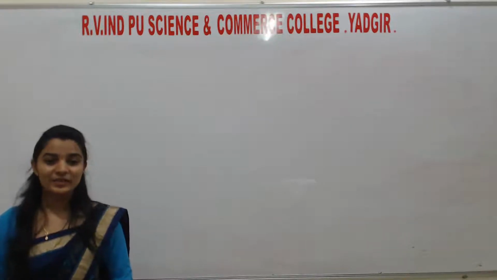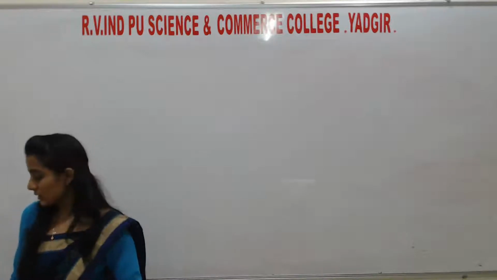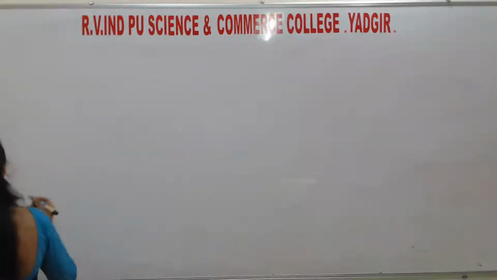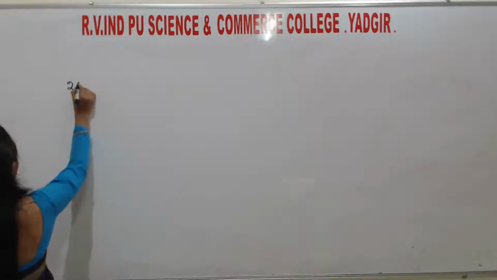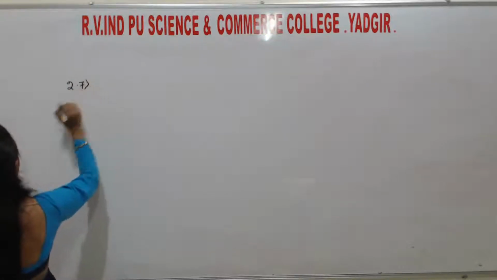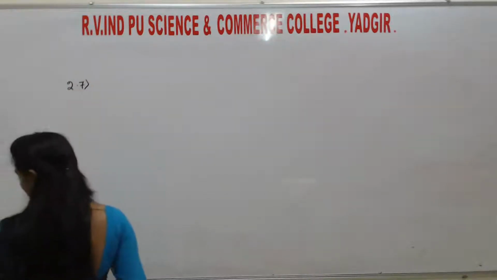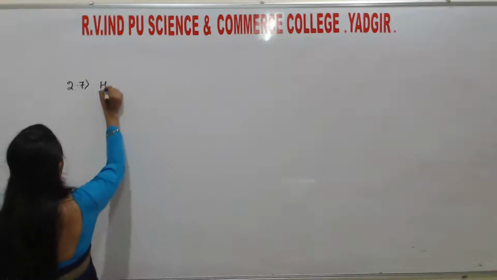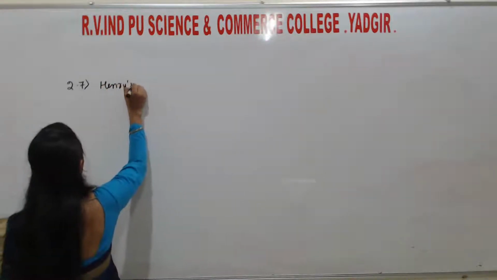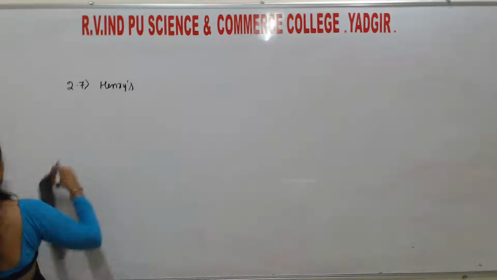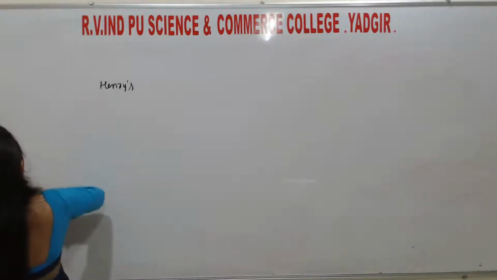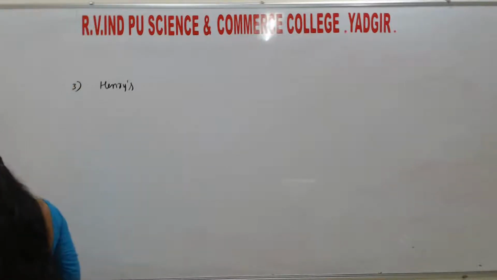In the last class, we discussed some numericals. In that, I gave one for homework, that is 2.7 in the entire textbook, that is Henry's law. This is the second or third problem.